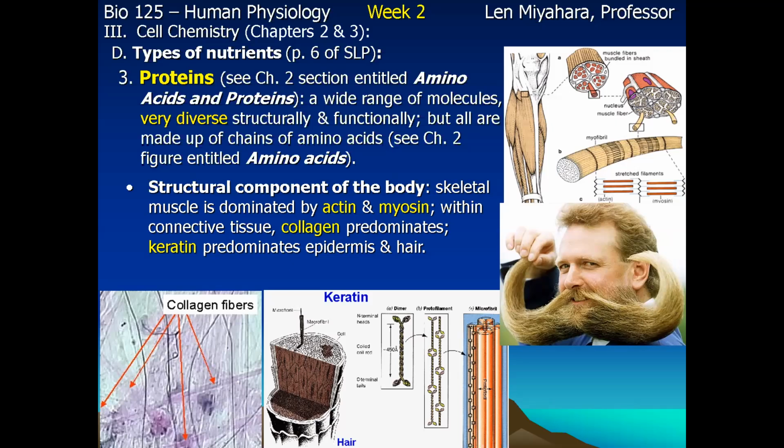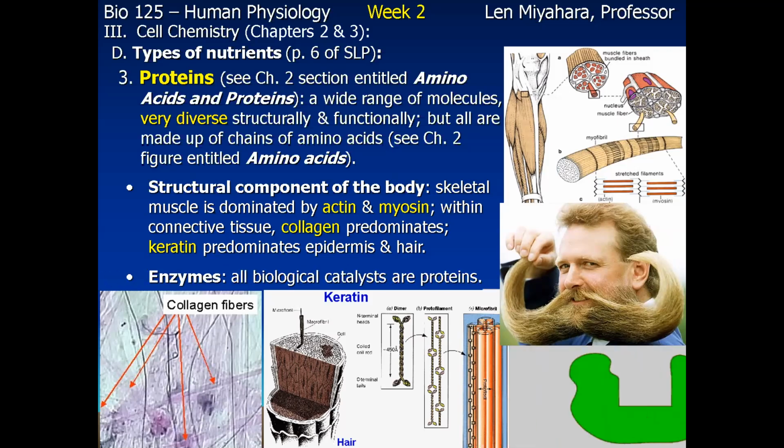The shape of your body is skeletal muscle, actin and myosin, proteins. Connective tissue, collagen dominates connective tissue. But even on your skin, the stratum corneum is dominated by the protein keratin. So it's a major structural component, but remember, all enzymes are proteins. This is what I wrote up here.